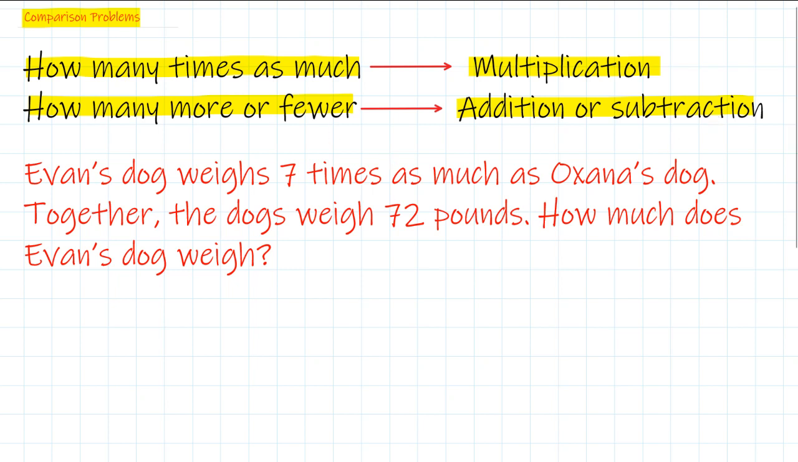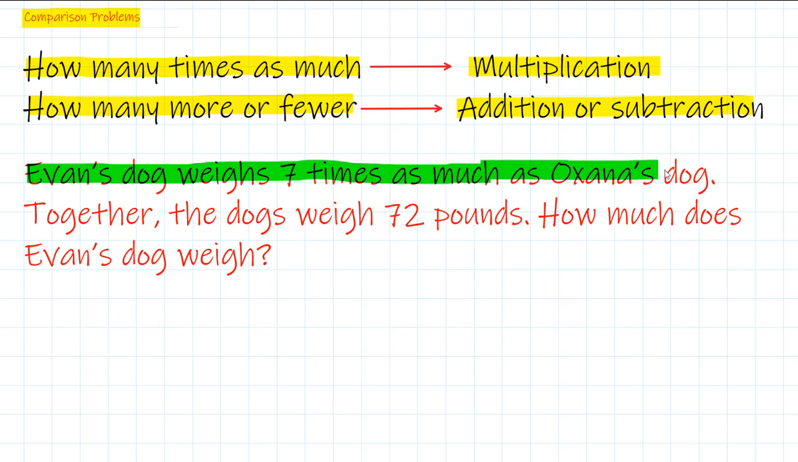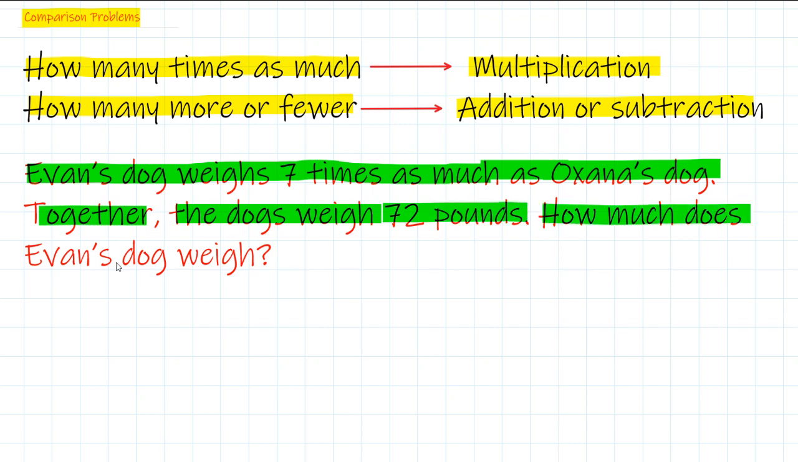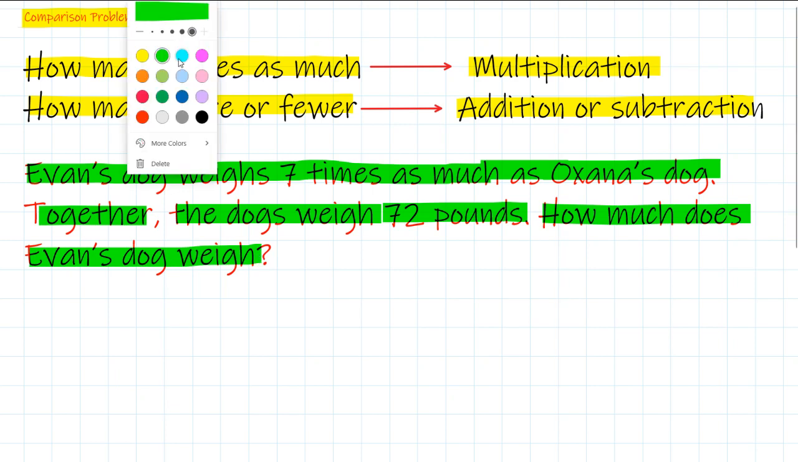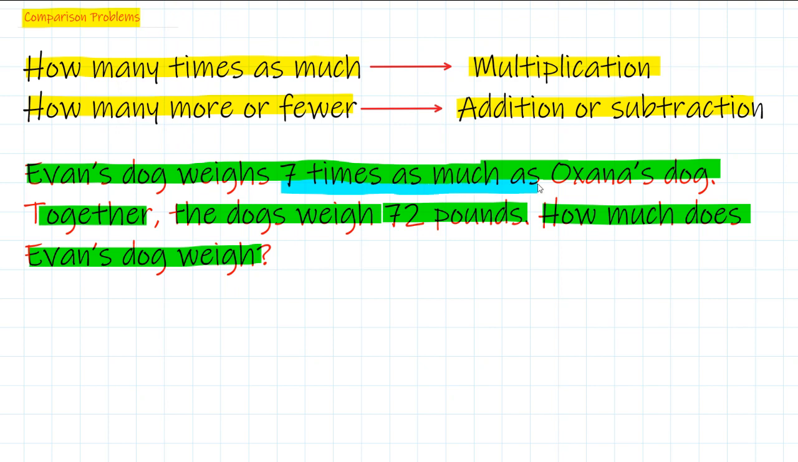Okay, let's see our first problem here. Ivan's dog weighs 7 times as much as Oksana's dog. Together, the dogs weigh 72 pounds. How much does Ivan's dog weigh? Okay, let's see. First of all, we have here 7 times as much as. So we are going to model it as multiplication because we have as much as.